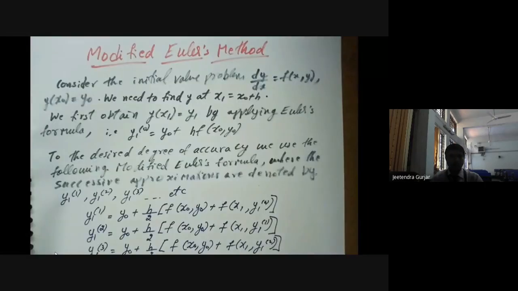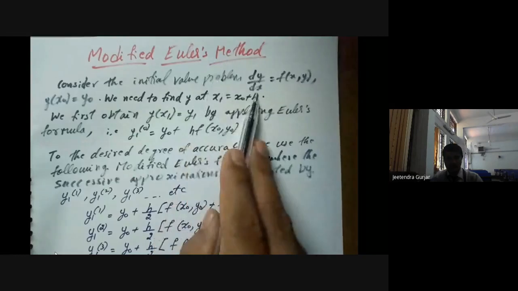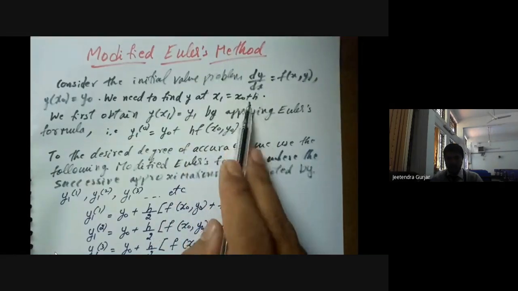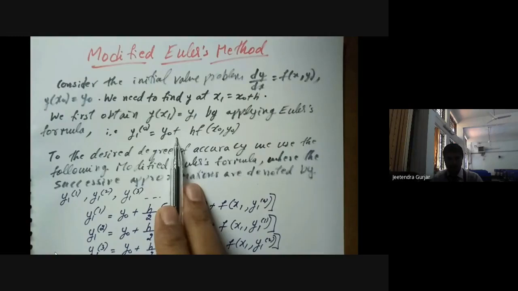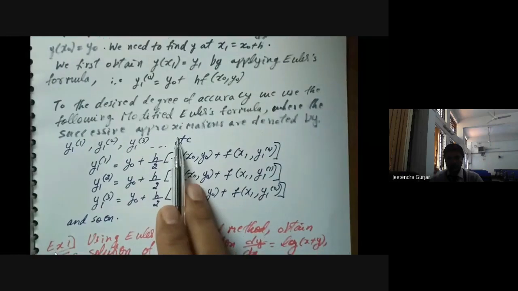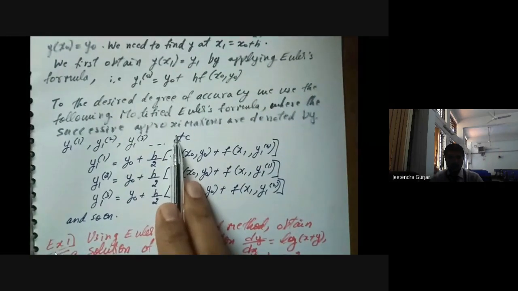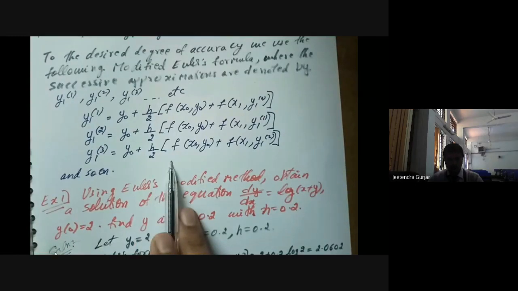So modified Euler's method, what we have, we get here initial approximation dy by dx is equal to f of x comma y, y of x0 is equal to 0. So x1 you have to remember, x0 plus h, that is Euler's method, you know. y1 raised to 0 is equal to y0 plus h f of x0 comma y0. So the desired results, to get the degree of accuracy, we take the successive approximations. That is what we say, it is nothing but modified Euler's formula. So by using y1 raised to 1, y1 raised to 2, y1 raised to 3, these formulas and so on, if it is possible, we'll continue this.